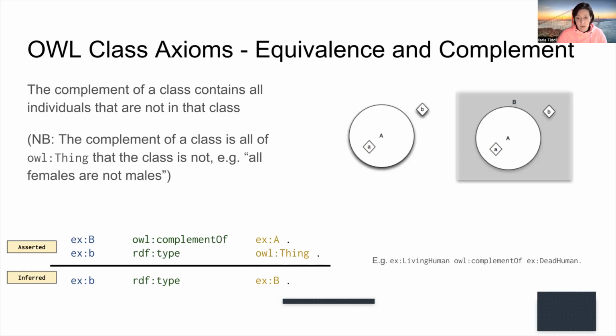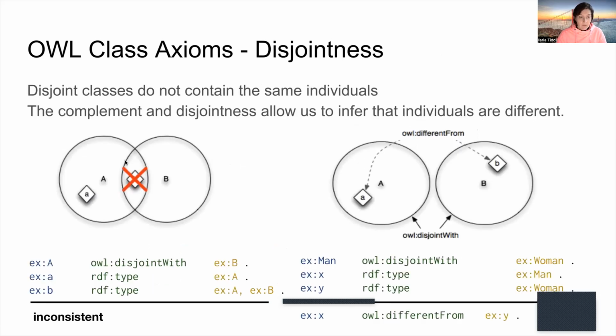Another example is living human as the complement of dead human. A dead person cannot belong to the living human class. Disjointness allows us to represent classes that do not contain the same individuals. The complement and disjointness allow us to infer that individuals are actually different.